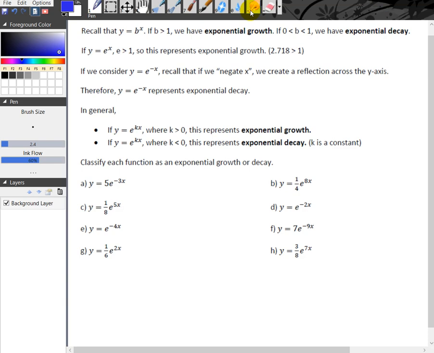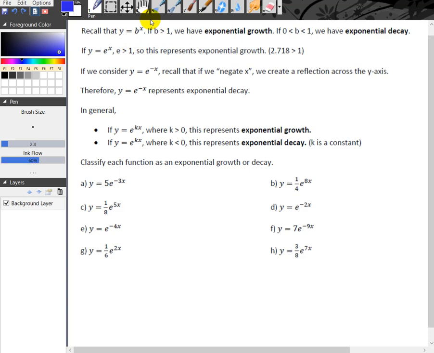Alright, so this is the last part of the video. So recall that we have an exponential function, so y equals some constant raised to a power. We said that if the constant is greater than 1, then we have exponential growth. Between 0 and 1, that's going to represent exponential decay. So e in this case is just a constant that's greater than 1. We said that this is 2.718, as we saw earlier. So that's going to represent exponential growth.